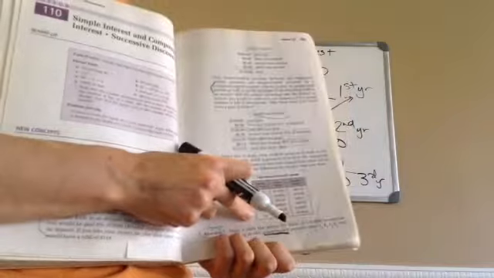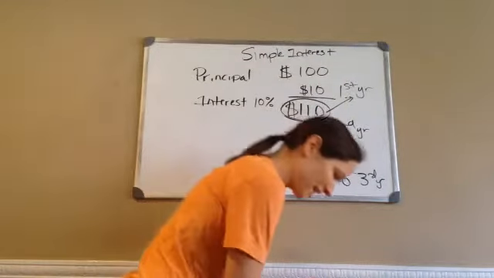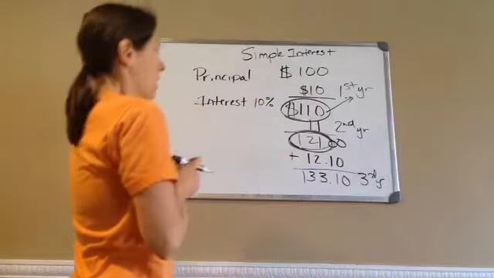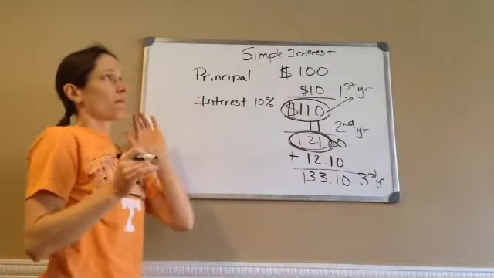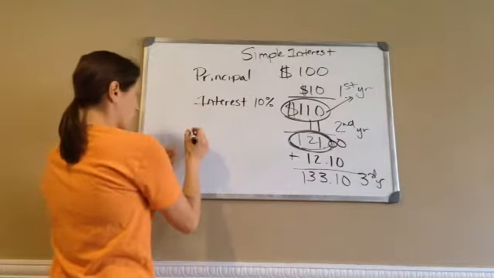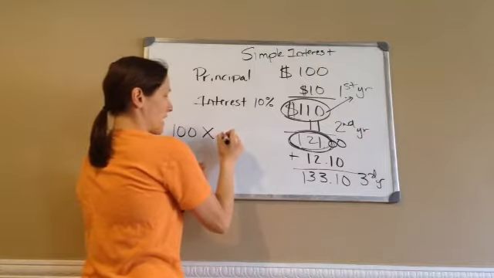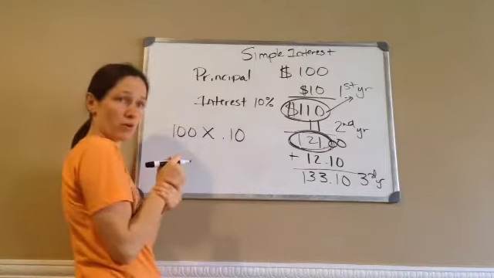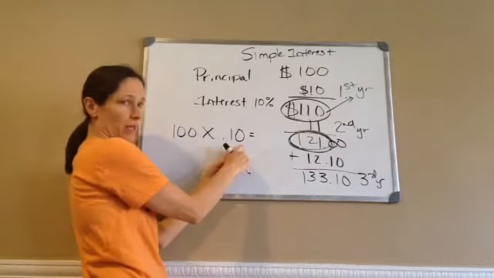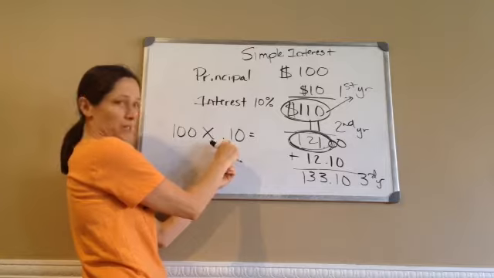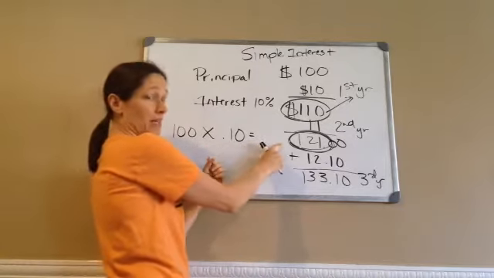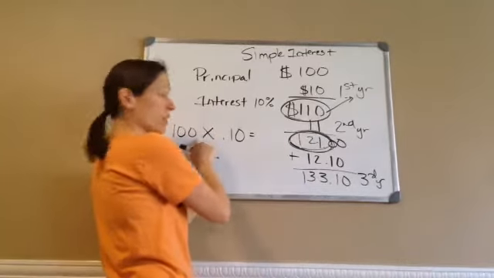You see that? All right, now, I want you to see something really quickly. Remember how I told you we were going to be doing 100 times 0.10, 10%? And that tells me what? What does this answer tell me? If I take 100 times 10%, which is 0.10, what does that tell me? It tells me the amount that is added to the $100.